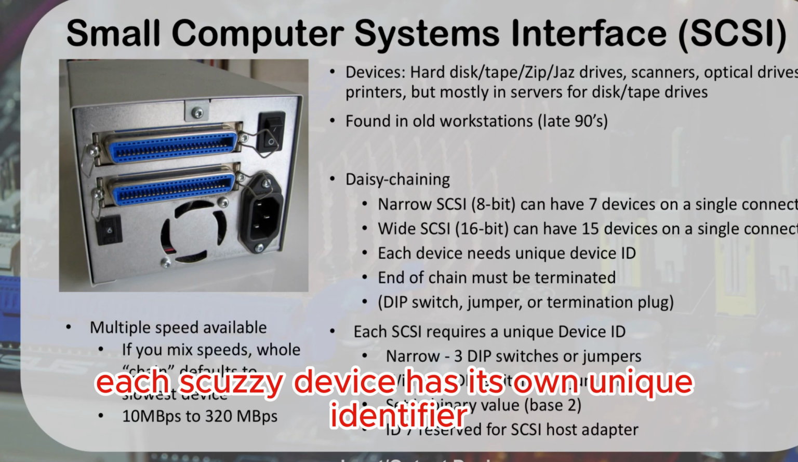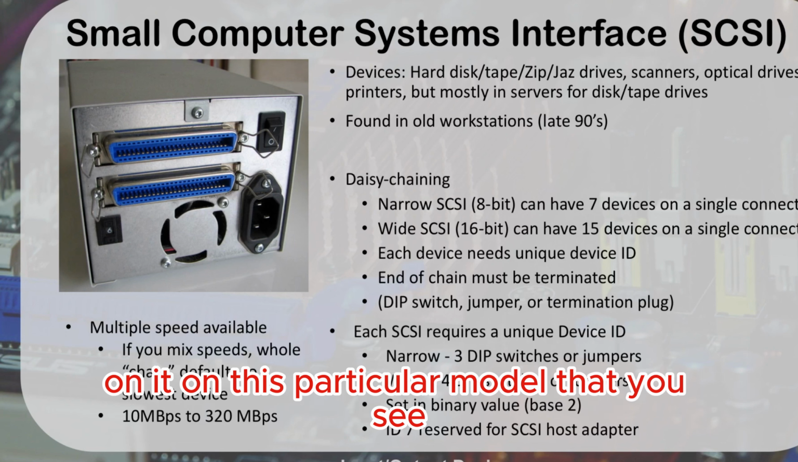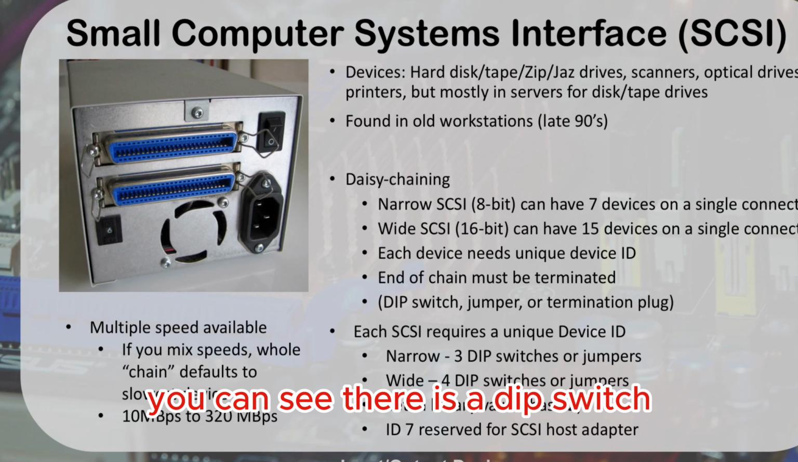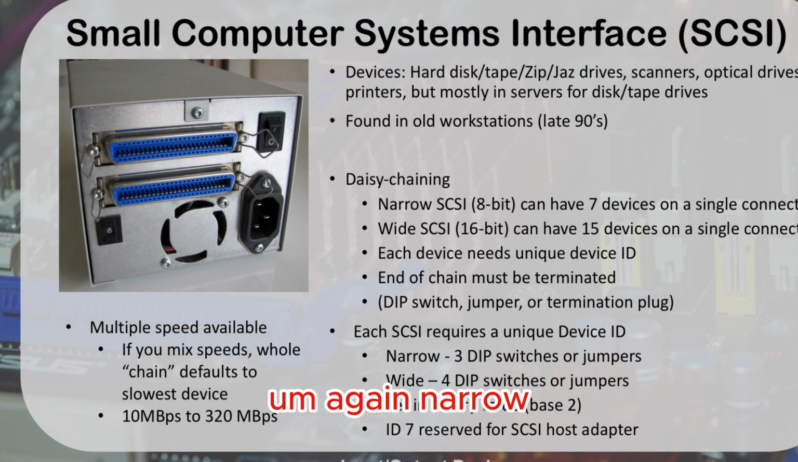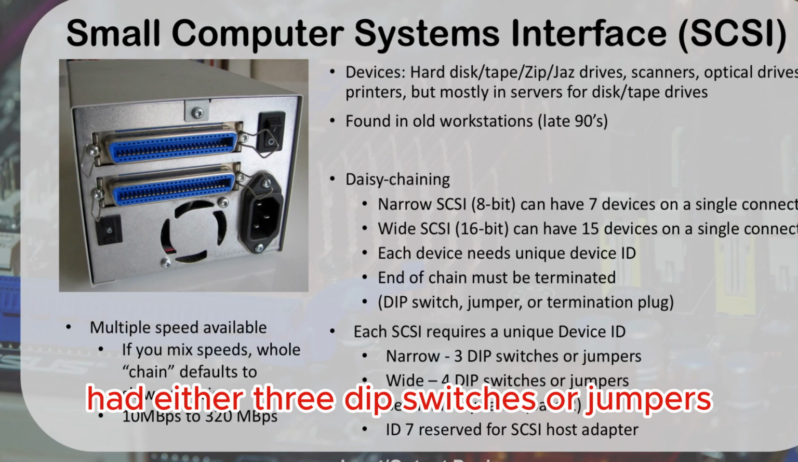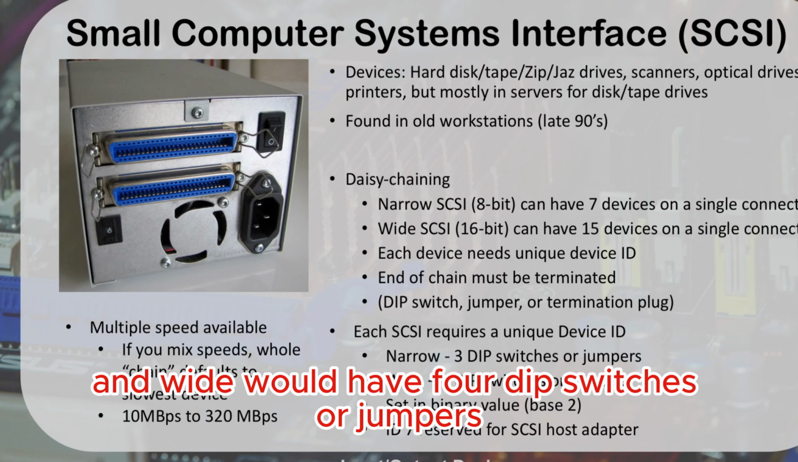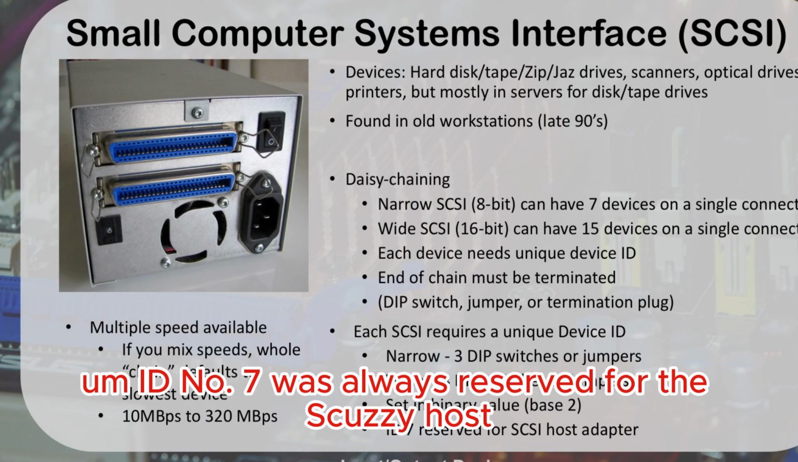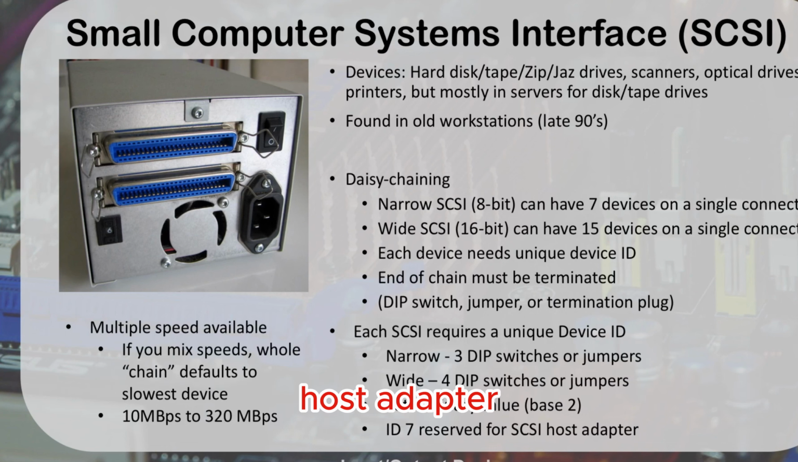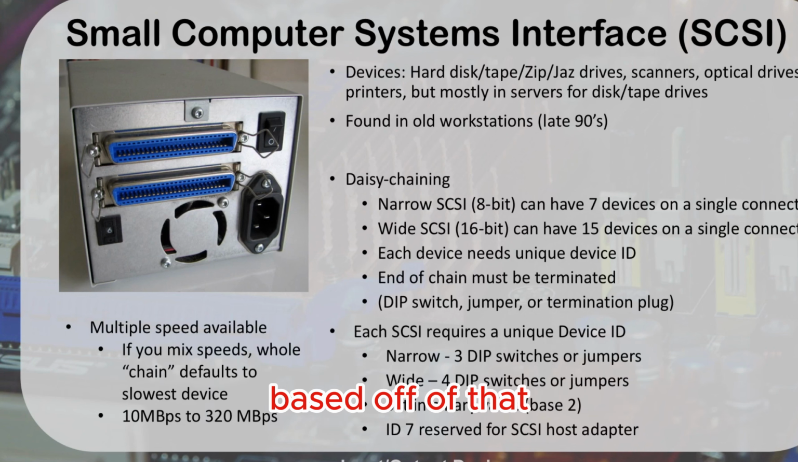Each SCSI device has its own unique identifier, and you configure that with either a jumper or a dip switch on it. On this particular model that you see, you can see there is a dip switch, a rotary switch, and it's set to device number 6. Again, narrow had either 3 dip switches or jumpers to be able to identify itself in binary, and wide would have 4 dip switches or jumpers to do it in binary, to be able to address those 15 devices. ID number 7 was always reserved for the SCSI host adapter, which is where you plugged it into the computer, and then everything else was a number based off of that.